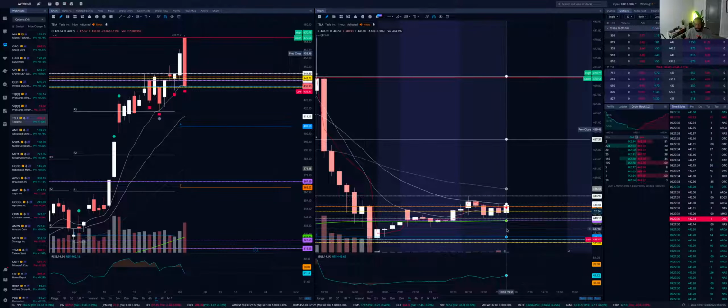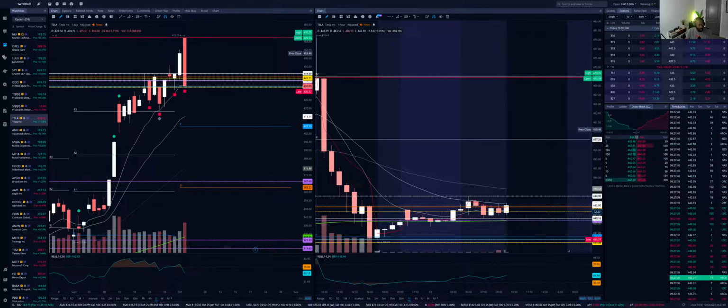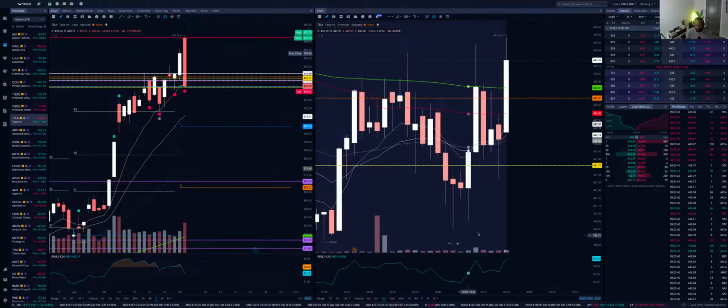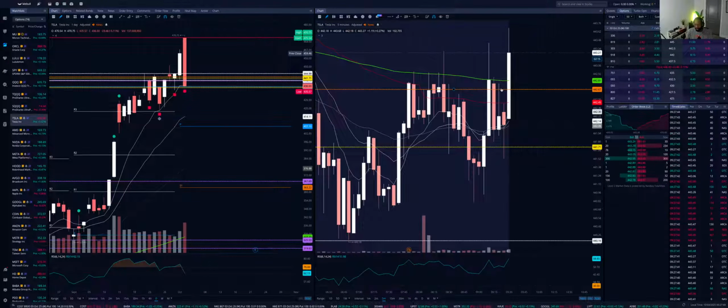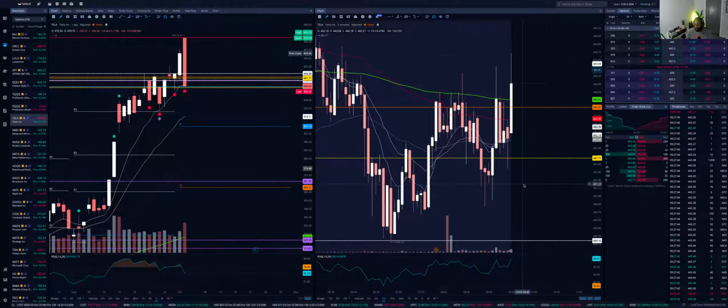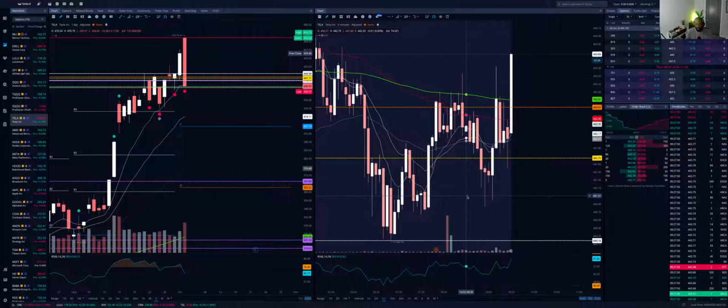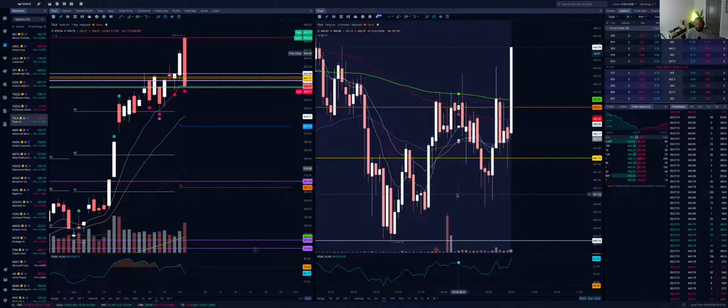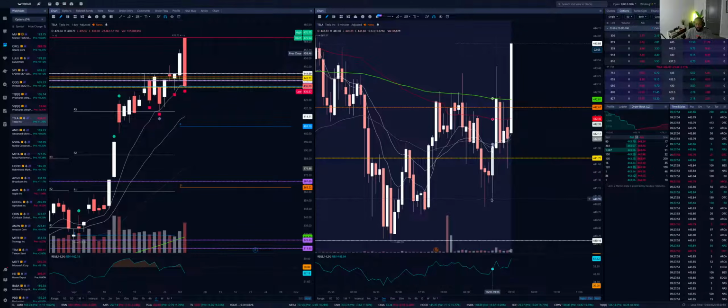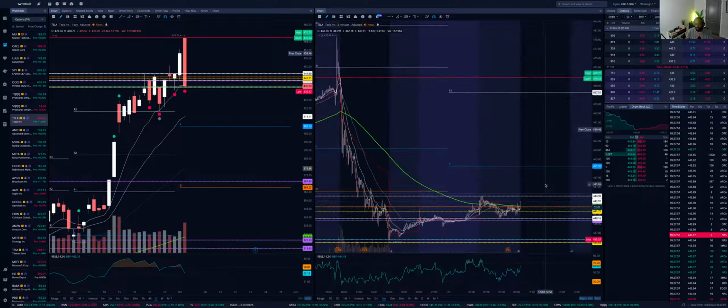Let's see. Let's try to find any other key volume areas. I think we got another key volume area on Apple, because the key volume area is right here at 442. Let's see if there's another one. No, there's not another key volume area on Tesla. All right, Tesla's popping.